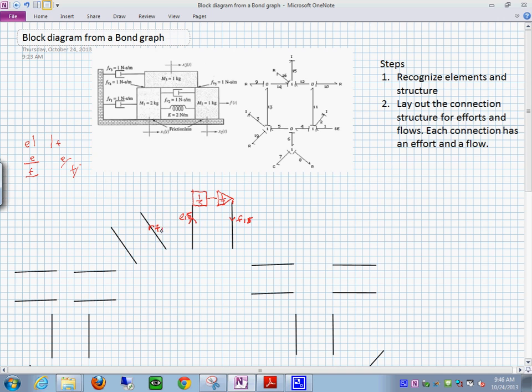This is F16. And out of that comes E16. Like this. So what this is saying is that this, in here, multiplied by the R element, comes out to be the signal like this.